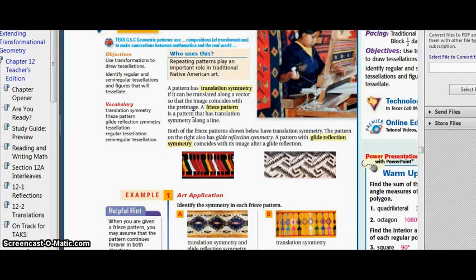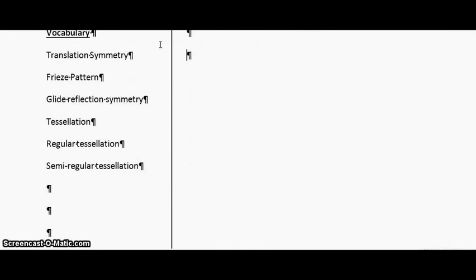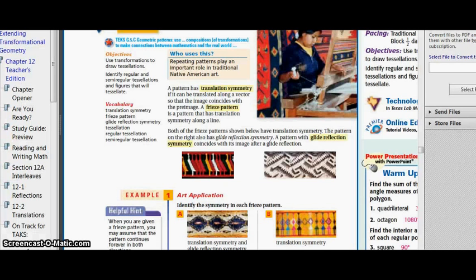Remember, you can pause and rewind as many times as you need, so I'm not going to wait for you to write. A frieze pattern is our next vocabulary word. Notice I'm putting all my words on the left of my Cornell notes, and then I'm leaving room for my definitions on the right. That'll help you study. A frieze pattern is a pattern that has translation symmetry along a line. So a frieze pattern is a special type of translation. You can see those both down here in example 1 under the art application. You can see they go straight along a line.